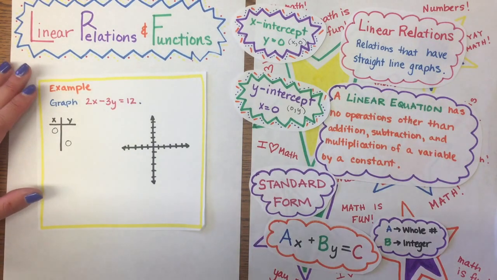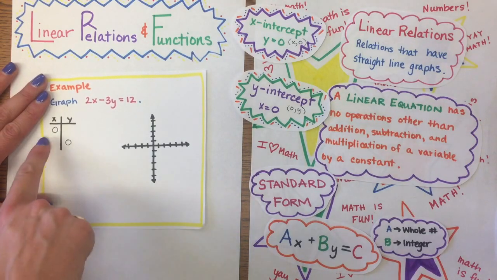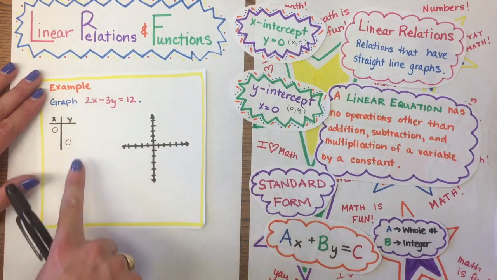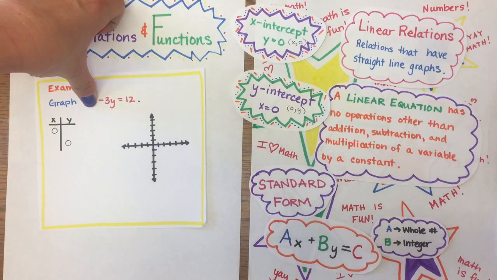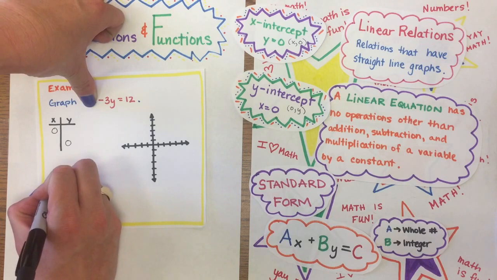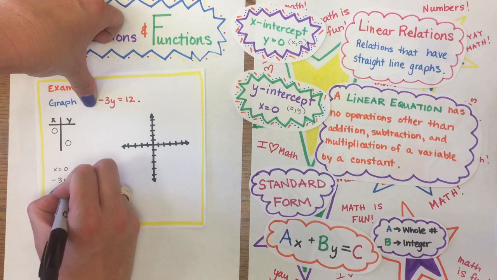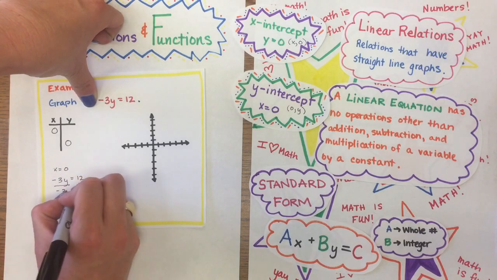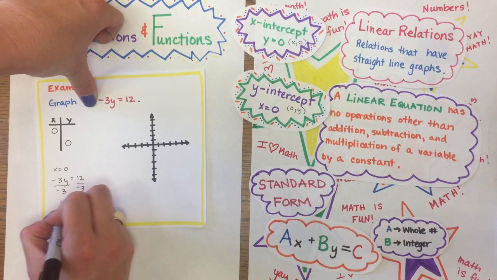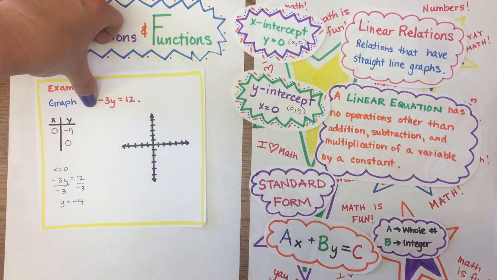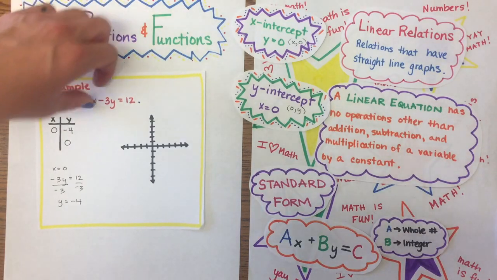I use what's called the cover-up method to do this. So if x is equal to 0, this whole first term disappears. So if that first term disappears, I end up solving the equation negative 3y is equal to 12. Divide both sides by negative 3, and I get y is equal to negative 4. So I have the ordered pair 0, negative 4.